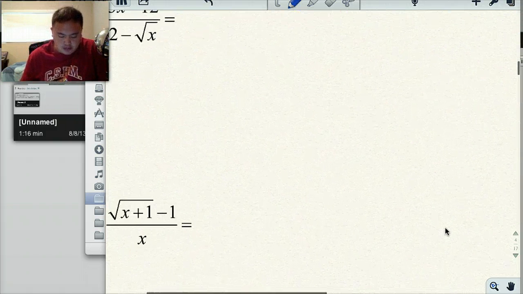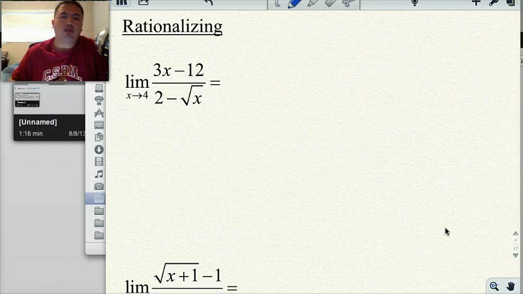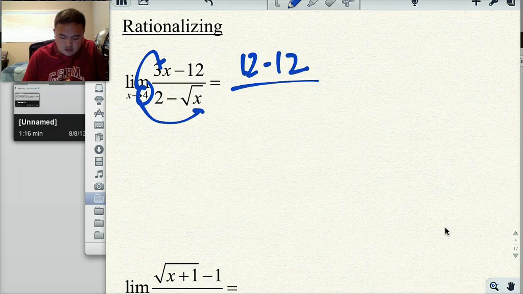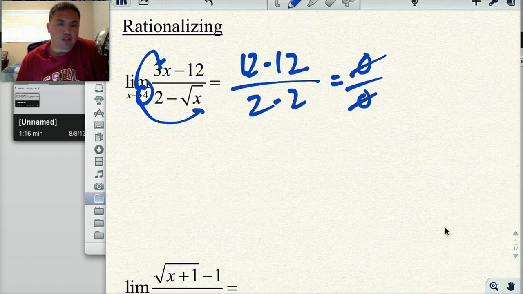Two other possibilities that you can have. One is called rationalizing. So the whole thing was about factoring. What about if the problem was not factorable? Like in this case. I have a 4. I will plug in 4 into both of them. Top, I get 12 minus 12. Bottom, I get 2 minus 2. I get 0 over 0. Okay. Now the problem is that I can't factor these. On the top, I could factor out a 3, but still nothing will cancel top and bottom.